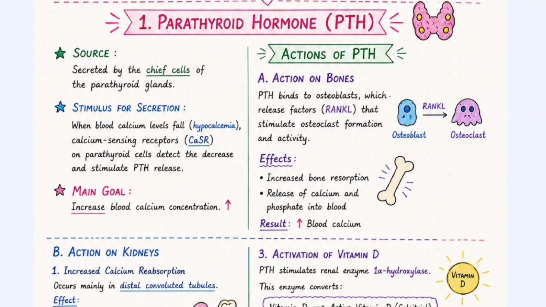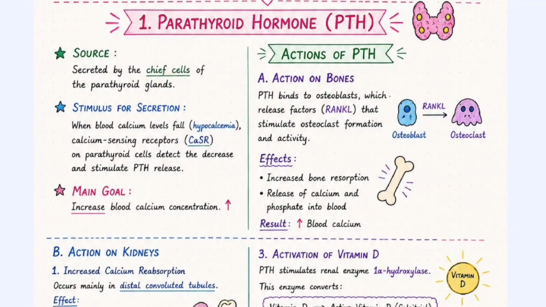Now let's see the parathyroid hormone. It is secreted by the chief cells of parathyroid glands. When the blood calcium level falls, that means when hypocalcemia occurs, calcium sensing receptors, which are called the CaSR, on parathyroid cells detect the decrease and stimulate the parathyroid hormone release. Its main goal is increasing blood calcium concentration. Now, let's see the actions of parathyroid hormone. It has multiple actions on multiple organs of the body.